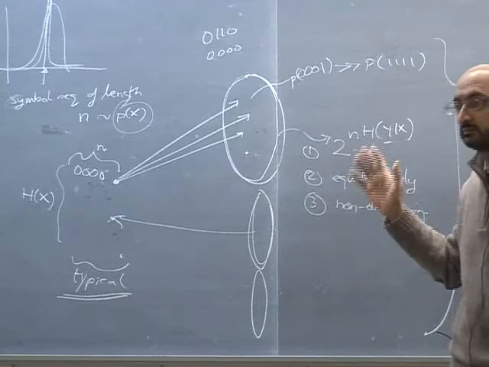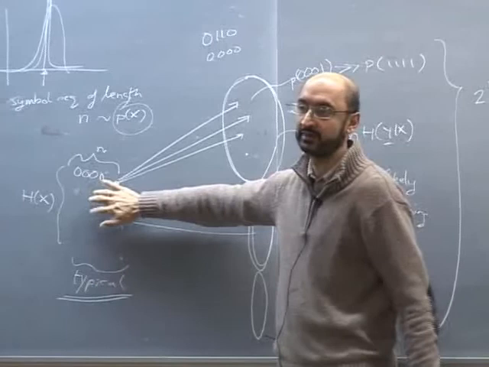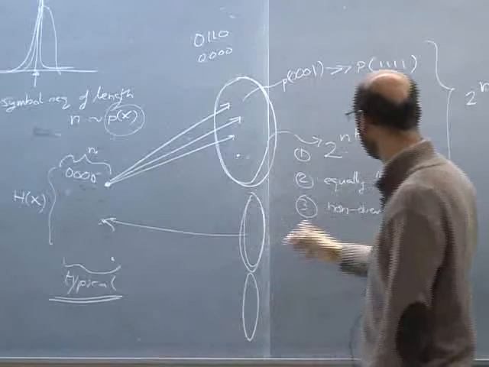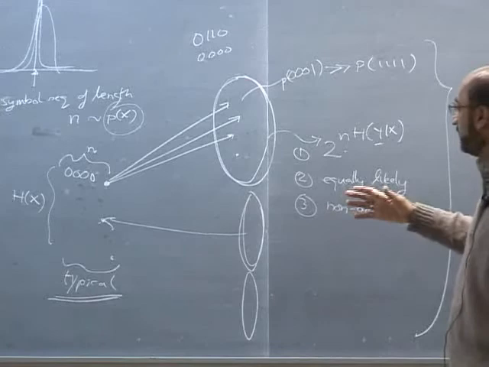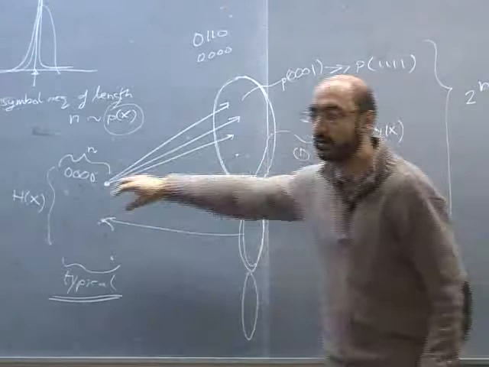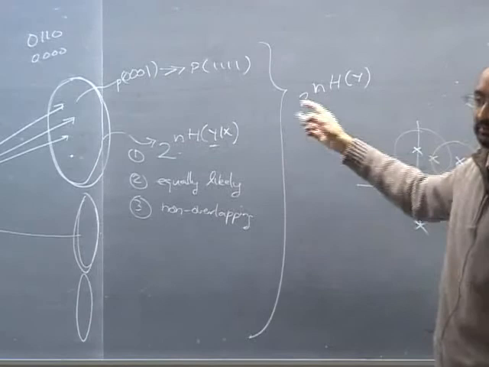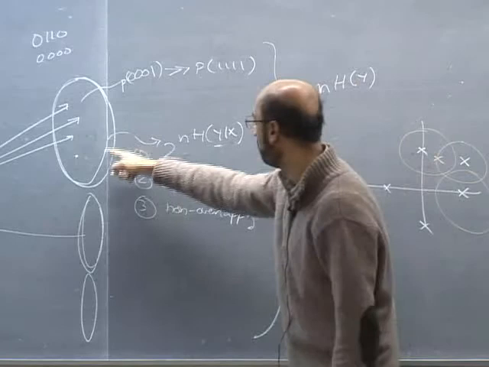Now, it's equally likely because these are all equally likely typical sets, right? And the channel is oblivious. There's no history to it, right? It's a memoryless channel. So because it's memoryless, the equally likely is, and non-overlapping is sort of by design. Non-overlapping is like saying, I want to spread these apart so that I can go backwards. And what Shannon says is that if I do that, I have 2 to the n H(Y) as the total number of messages that I could possibly have. And I want to break them up into sets which are of size 2 to the n H(Y|X), right?